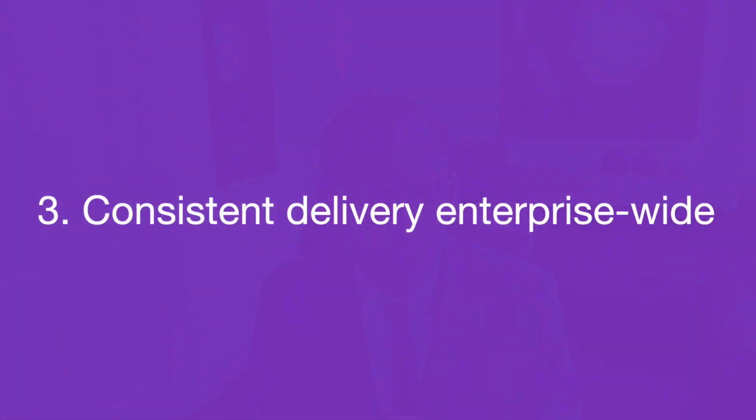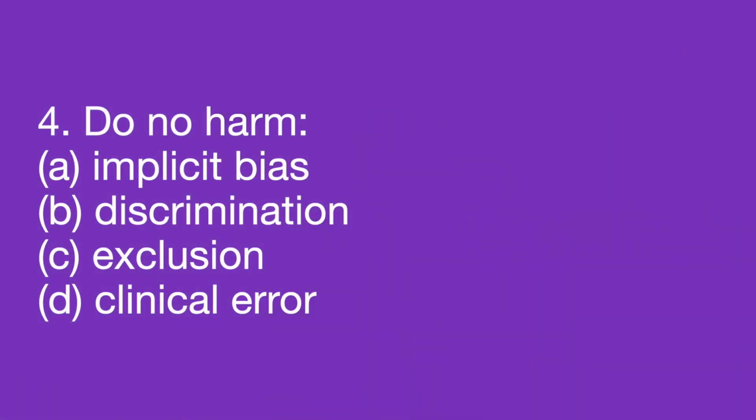Number 3, consistent delivery. How can we ensure that the interventions are uniformly and consistently delivered enterprise-wide, not just in some silo somewhere? And finally, maybe most importantly, prevention of harm. There are many ways that a model could introduce additional risk or harm, things like implicit bias or discrimination or exclusion or simple clinical error.